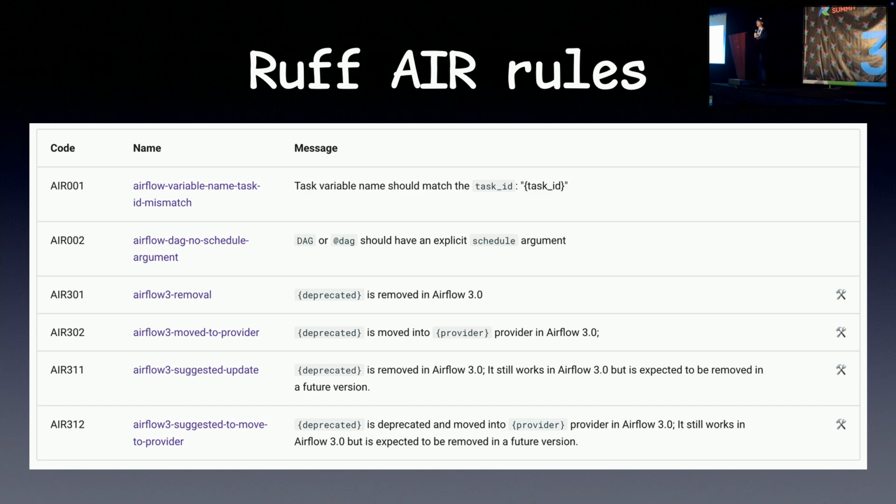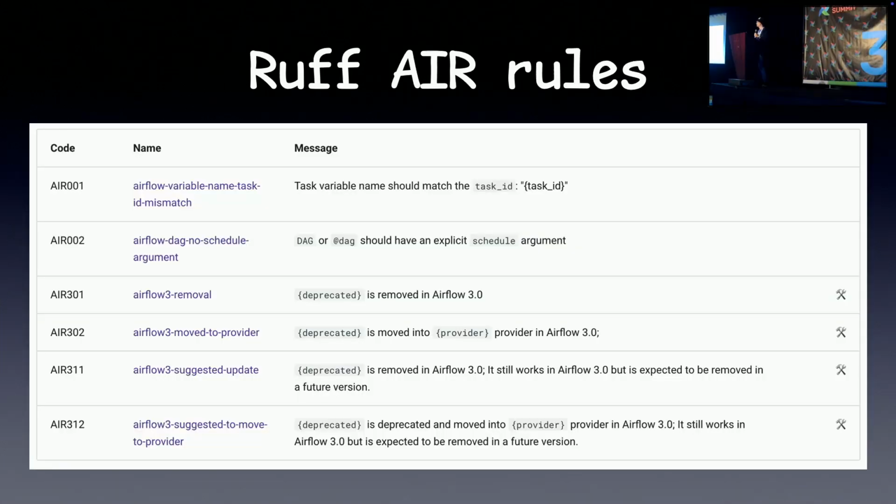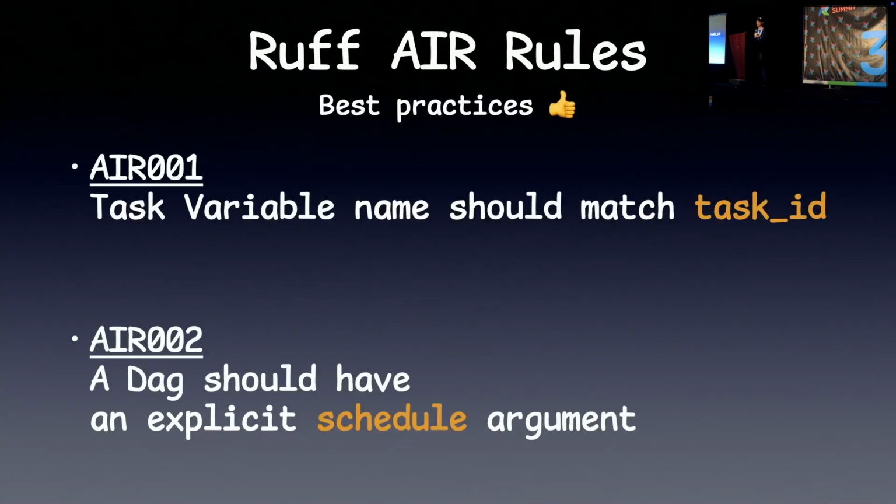We currently have 6 rules. And our current convention for AIR rules is AIR XYZ, and the X means that any Airflow version higher than that X should apply these rules. So AIR001 means every Airflow version should follow this rule, and AIR302 means Airflow 3 and onwards should follow this rule. So let's start with the best practices.